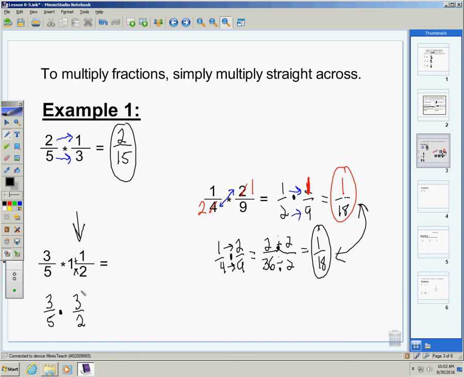And multiplying fractions is easy, just multiply straight across. 3 times 3 is 9, 5 times 2 is 10. We get 9/10.